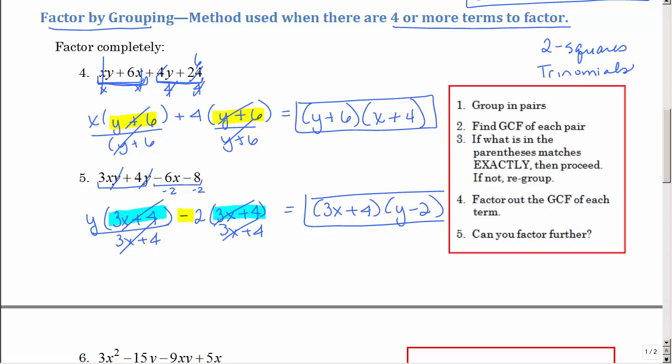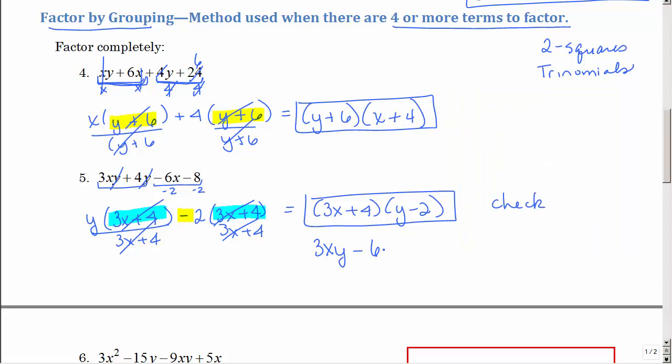Now, can you check your answer? Yes, you could check it. It's not a 100% check, but again, it's a pretty good check. So if I were to FOIL it, I would get 3xy minus 6x plus 4y minus 8. Just foiling, no like terms. And you can see I get back what I started out with, maybe not in the exact same order, but I do have all the terms that are there.